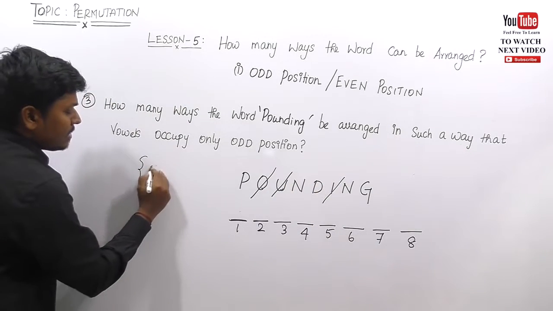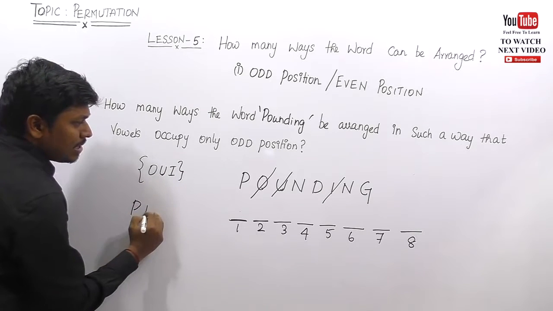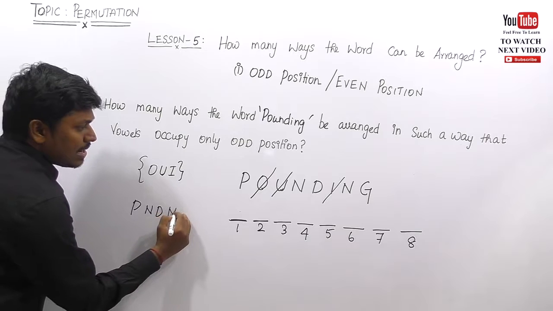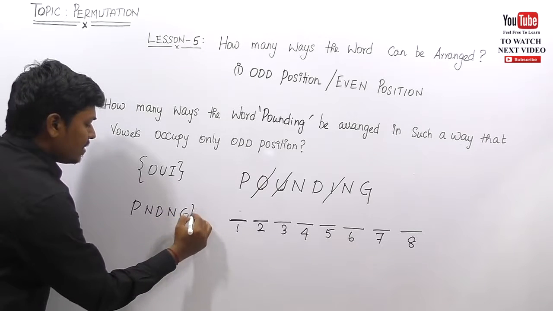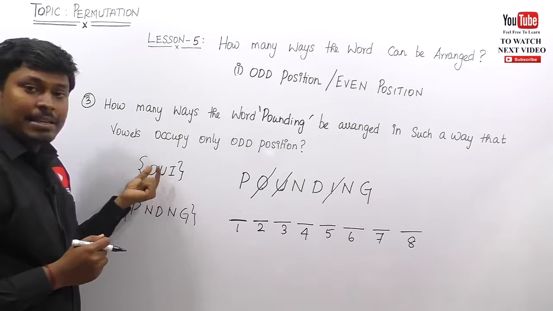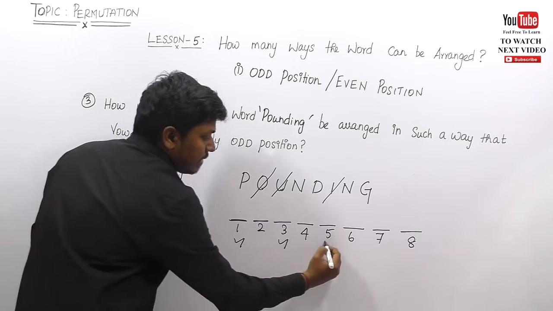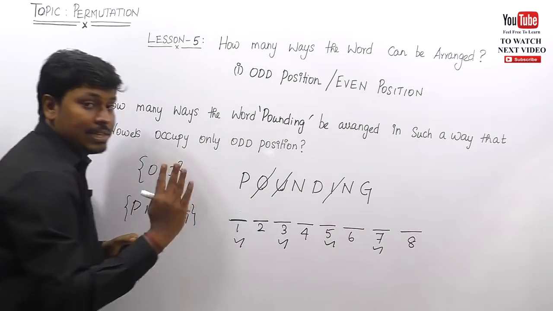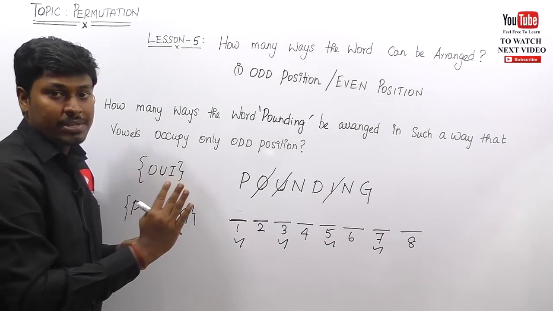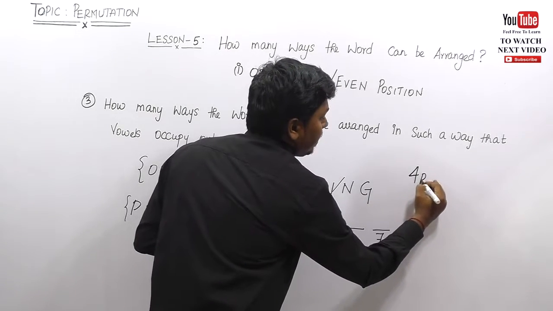So there are 3 vowels, that is O, U and I. What about the remaining consonants, that is P, N, D, N, G, right? So these are the remaining consonants. We need to place these 3 vowels in the odd positions, right? See how many odd positions are there? 1, 3, 5 and 7. Totally there are 4 odd positions. In these 4 positions, we need to place these 3 vowels. So this can be written as 4P3.